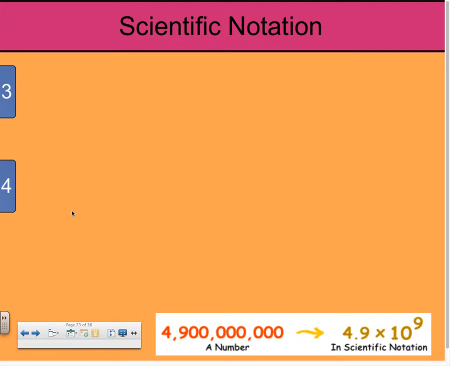We have shown you in the previous video how to take numbers that are written in scientific notation and convert them to standard form. Now we're going to do the opposite. Now we're going to take a look at numbers that are written in standard form, regular numbers. How do we put these into scientific notation?